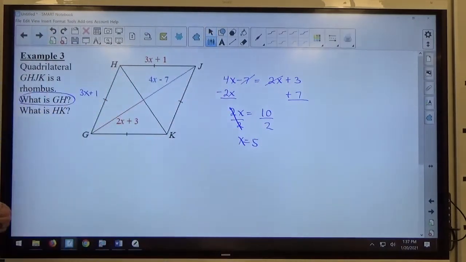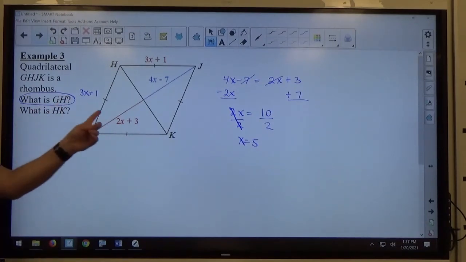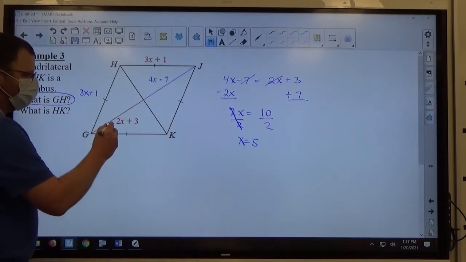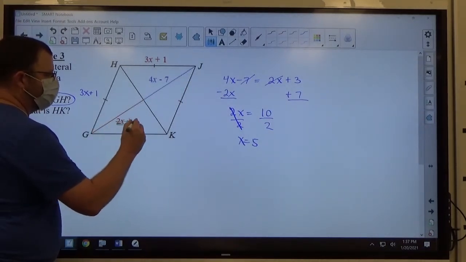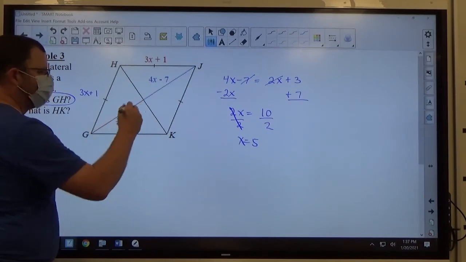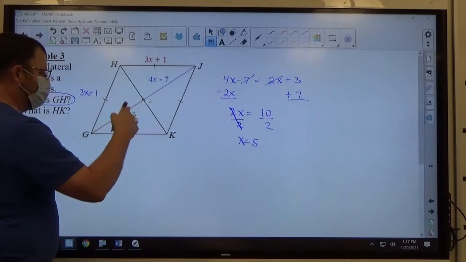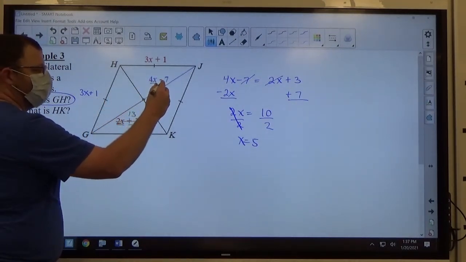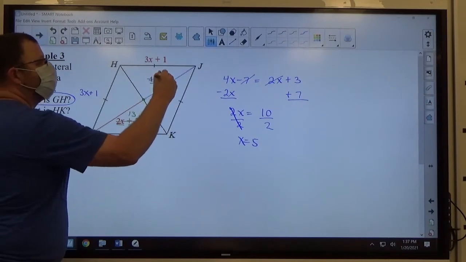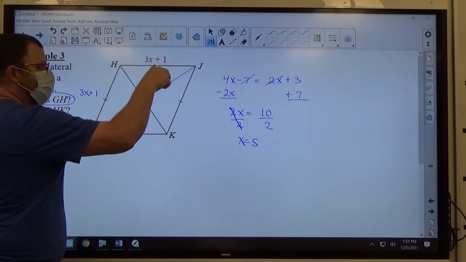If I do a quick check, like I like to do on these problems, quick check means that if I stick x back in, it should make the fact that's supposed to happen true. These are supposed to be the same length. So what's 2 times 5, and 10 plus 3? 13. So this piece, from G to, let's call this L, from G to L is 13. And what's 4 times 5, and 20 minus 7? 13. So with x equals 5, we get equal measures. JL and GL are the same length, right?